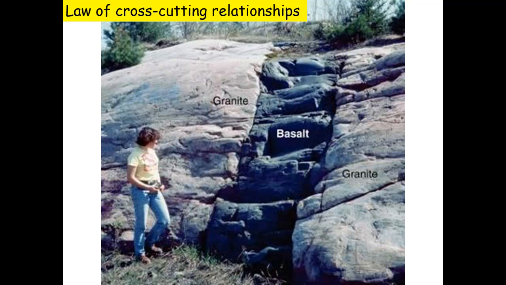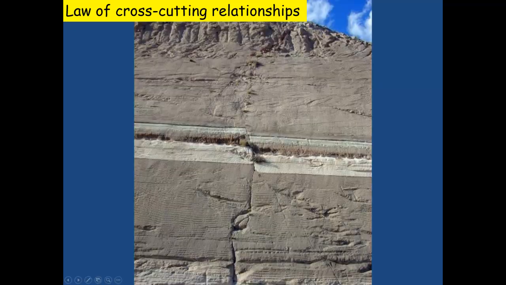Another classic example is a basalt, which is what's called a dike. It's a kind of intrusive rock that cuts across the granite, and so the basalt dike here, this intrusion of magma that produced this basalt dike, must be younger than the granite it cuts across.